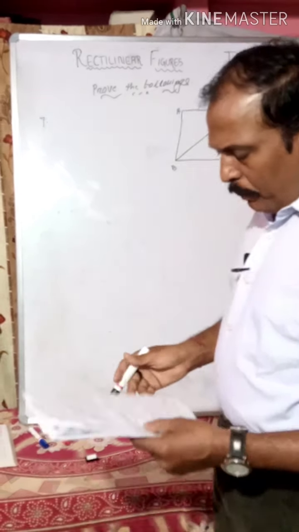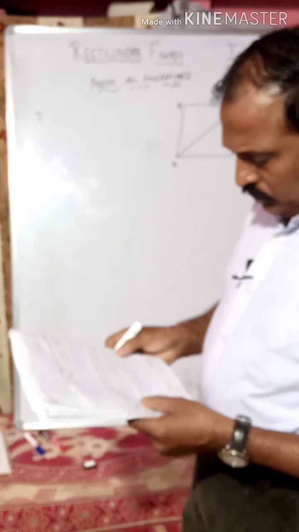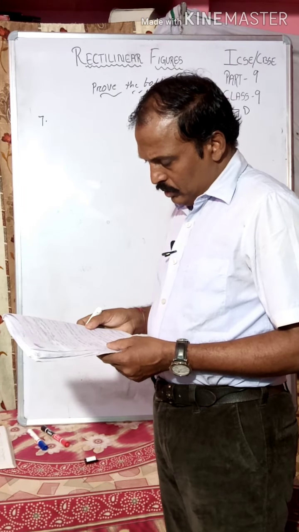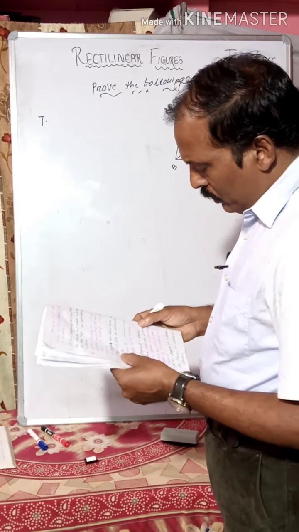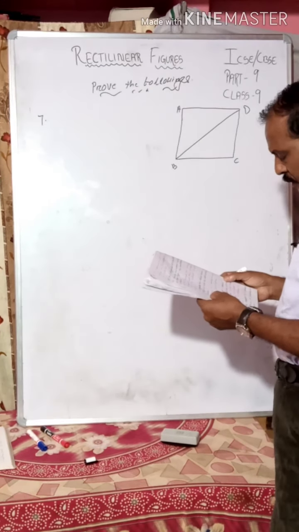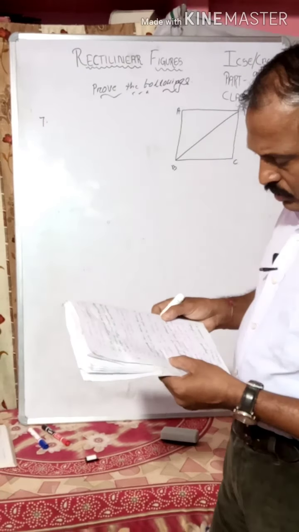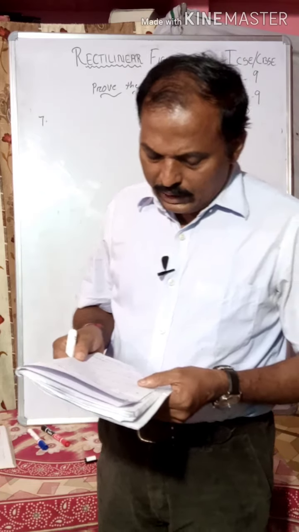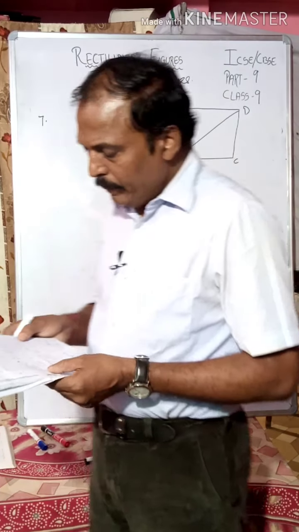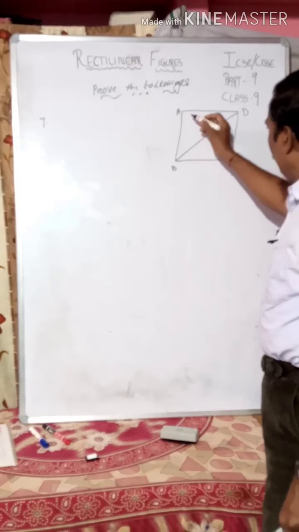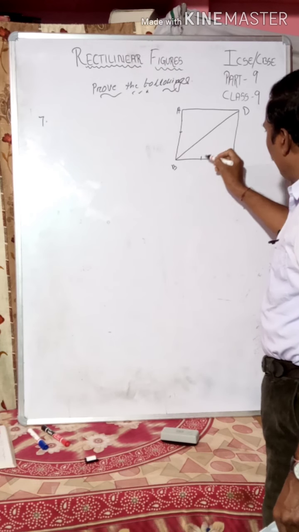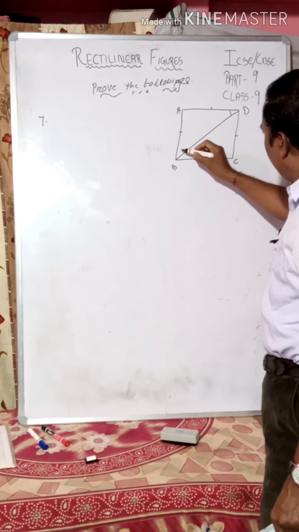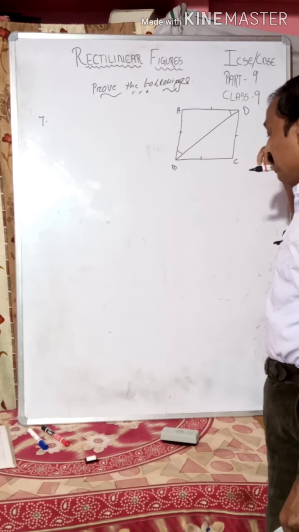A diagonal of a square makes 45 degree with its side of the square. ABCD is a square. We have to prove the diagonal makes 45 degree. This is 45, this is 45. We can make it very easy.